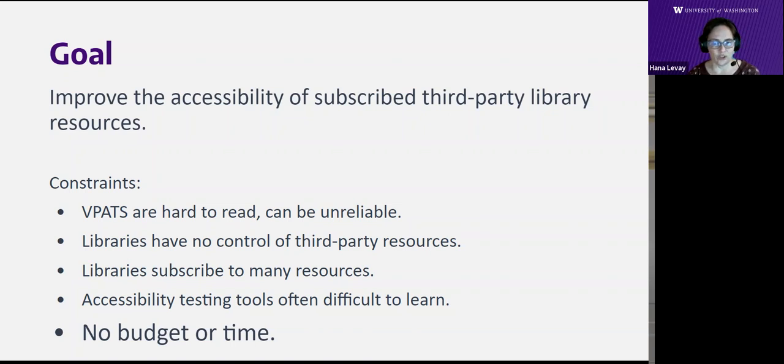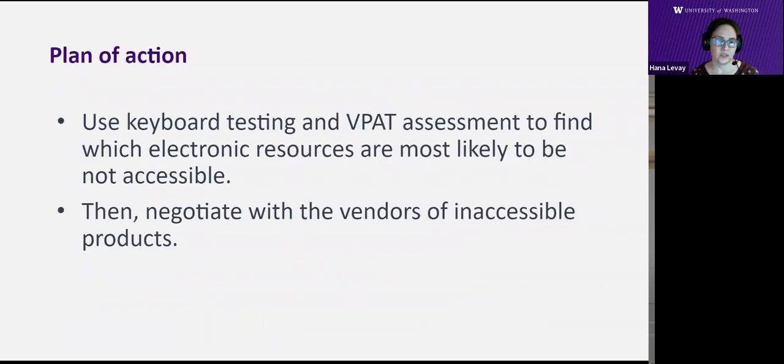Finally, we often have no budget or time to address these issues. We have to do this work as part of our regular workload with no additional resources. So, plan of action. At the University of Washington, we decided to do a combination of keyboard testing and VPAT assessment to find out which electronic resources are most likely to not be accessible. Then we will negotiate with those vendors of the inaccessible products, work with them to encourage them to improve the accessibility of their products.